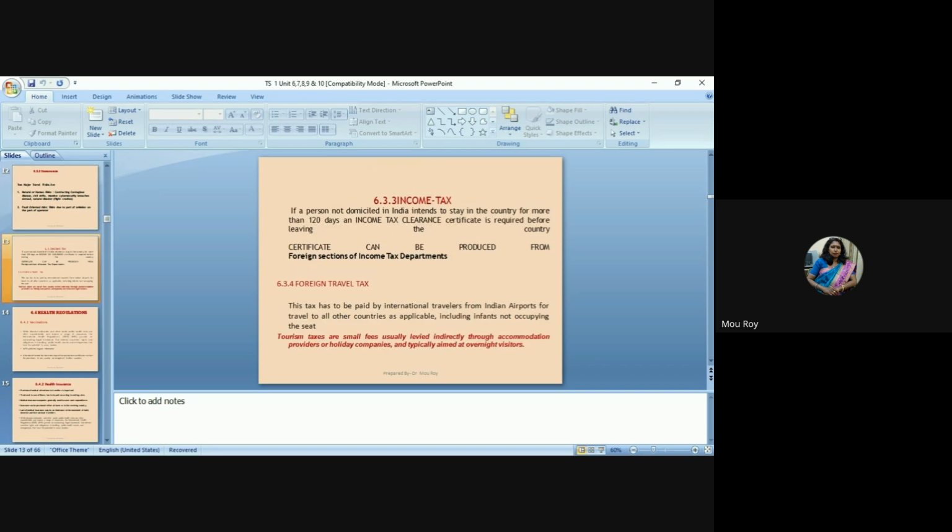And then come the different types of taxes, like the foreign travel tax. This tax has to be paid by international travelers from Indian airports for travel to all other countries as applicable. Tourism taxes are basically small fees which are usually levied indirectly through accommodation providers or holiday companies, and typically aimed at overnight visitors.